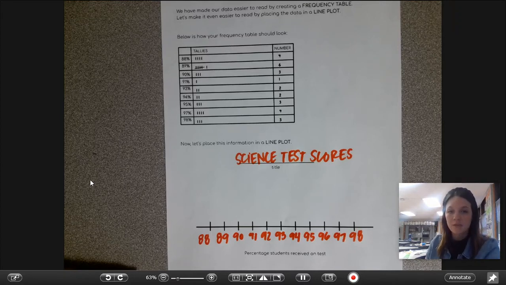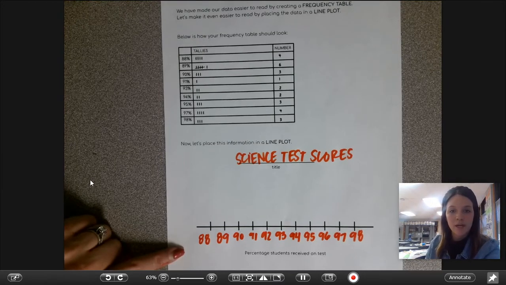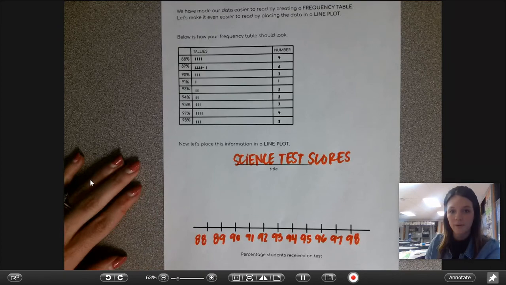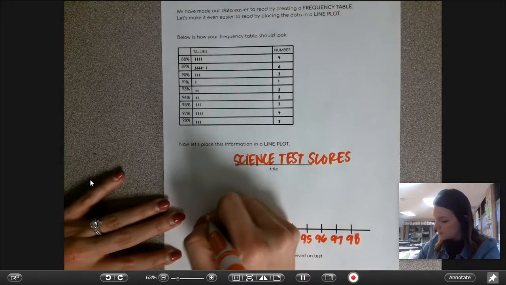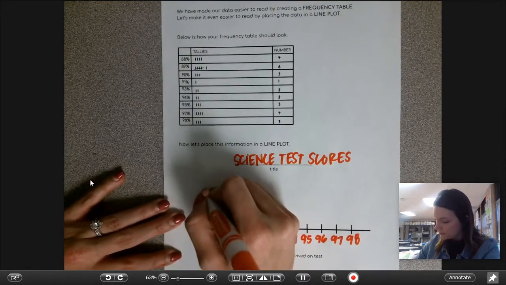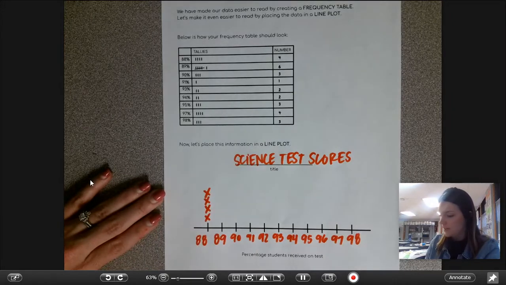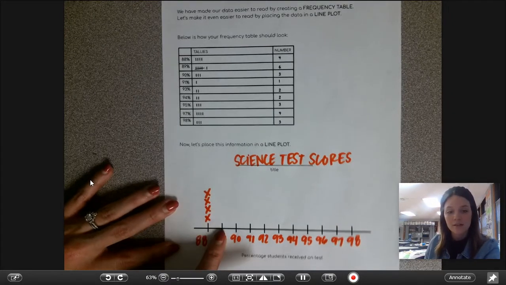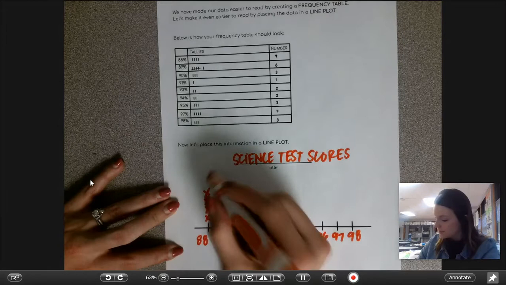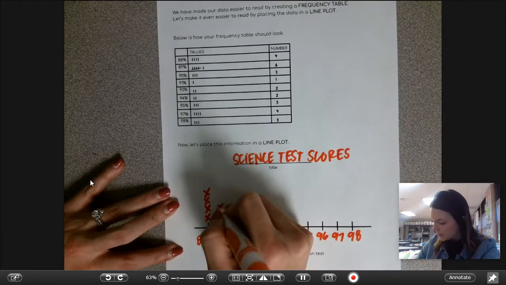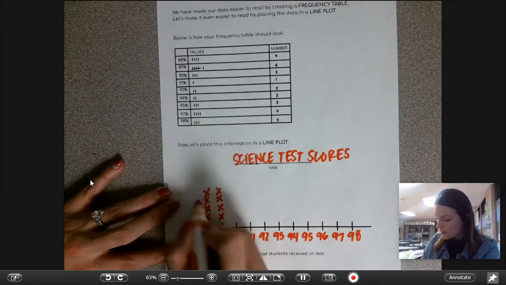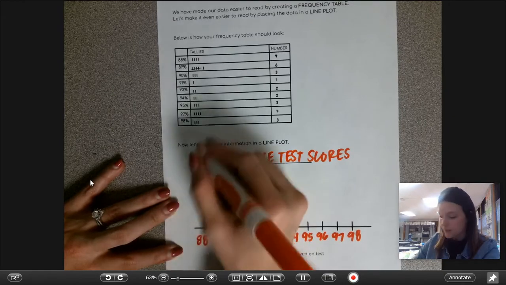So the difference between putting tallies or a number when it comes to a line plot is we're just going to put X's by those. So when we look at the 88%, there were 4 people that had 88%. So I'm just going to put 4 X's. On 89, I had 6. So I'm going to put 6 X's. And I'm going to make sure to try to line them up because these should be even, kind of like a bar graph too.